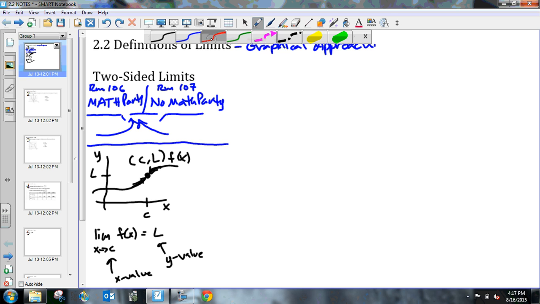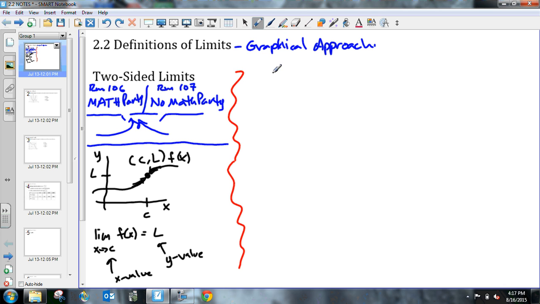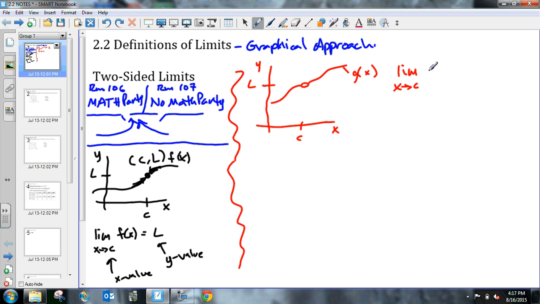So let's take a look at those. Another one that we could have is, let's say I draw a graph like this. I'm going to draw an x and y coordinate plane, and I'm going to have some x value c here, and I'm going to just put a little hole right here, and I'm going to call that y value L. I'm just going to draw some random function, and I'm going to call this function g of x. What I want to ask is, what's the limit as x approaches c of the function g of x? What's that equal to?